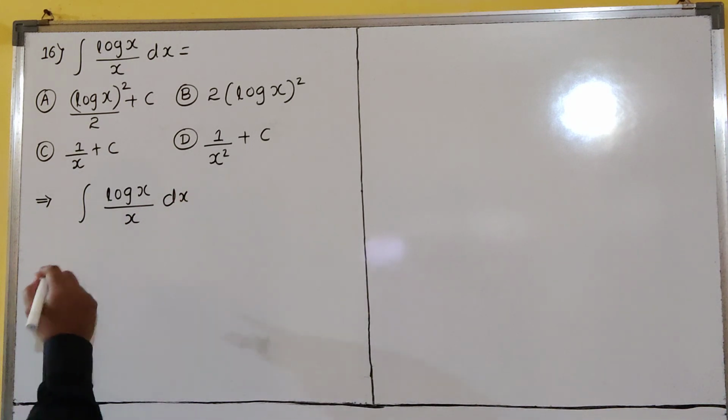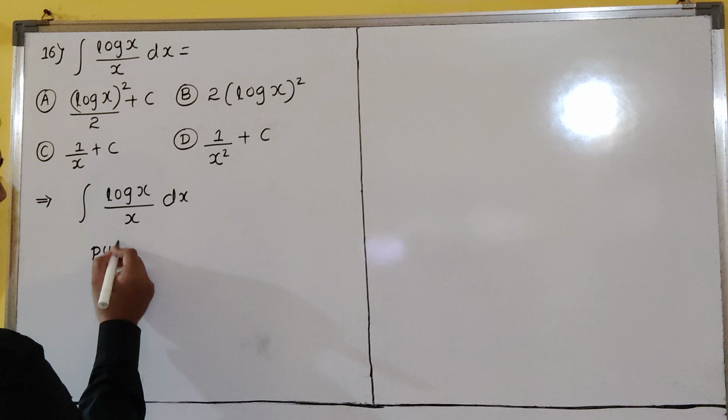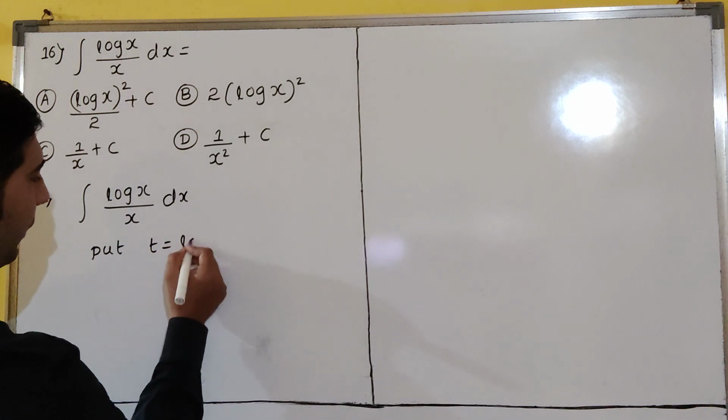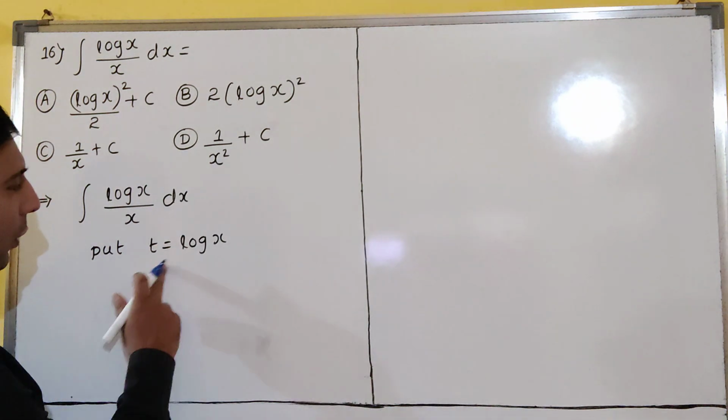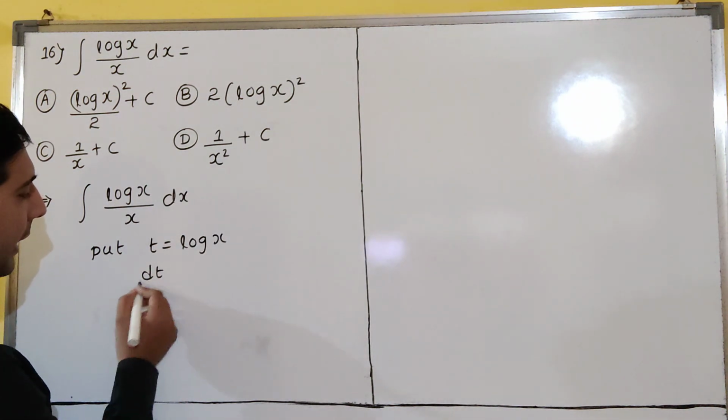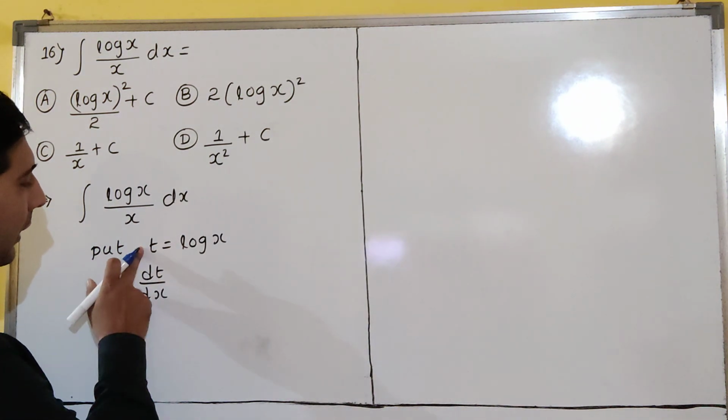So now how to solve this one? You see, I will put t is equal to log x, dear students. Put t is equal to what? Log x. So what is the derivative of log x, dear students, with respect to x? dt by dx.